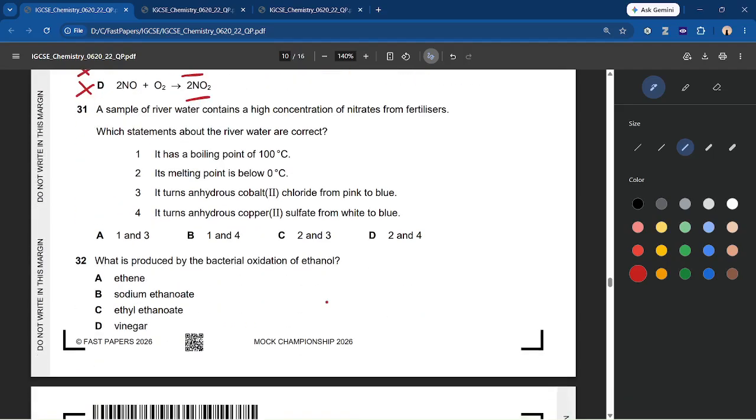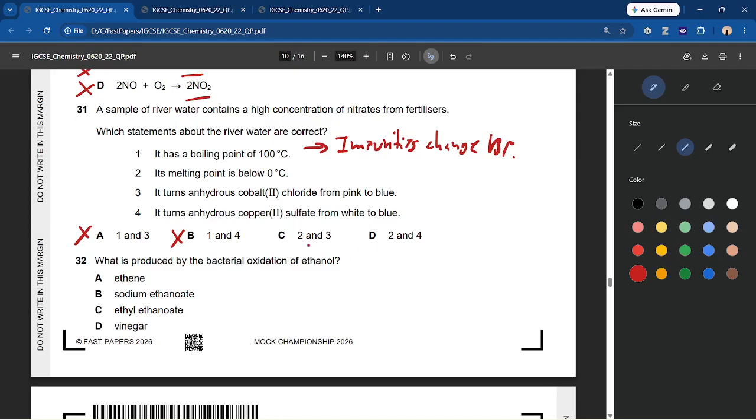A sample of river water contains a high concentration of nitrates from fertilizers. Which statements about the river water are correct? It has a boiling point of 100 degrees Celsius. Because you've added impurities, impurities change the boiling point. So this is incorrect, so you immediately can cut off these two.